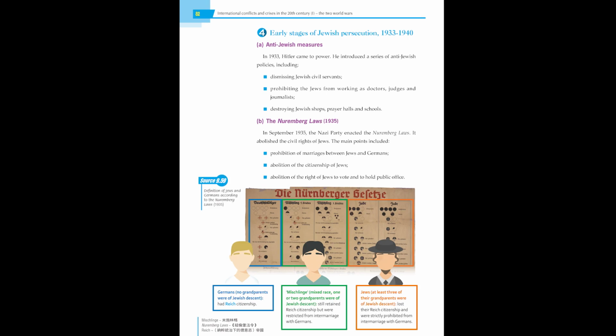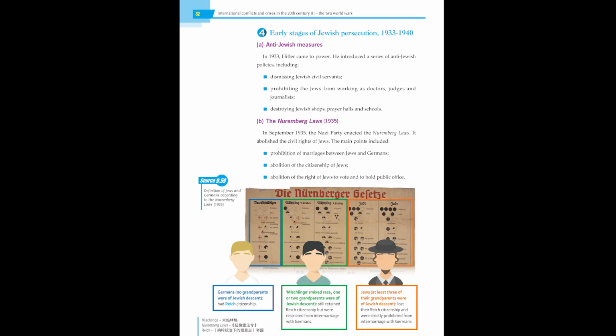B. The Nuremberg Laws, 1935. In September 1935, the Nazi Party enacted the Nuremberg Laws. It abolished the civil rights of Jews. The main points included prohibition of marriages between Jews and Germans, abolition of the citizenship of Jews, abolition of the right of Jews to vote and to hold public office.